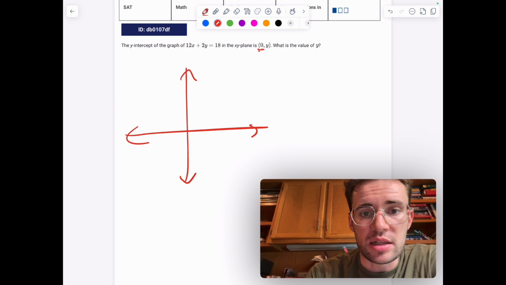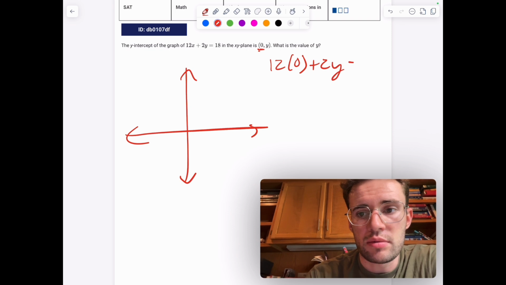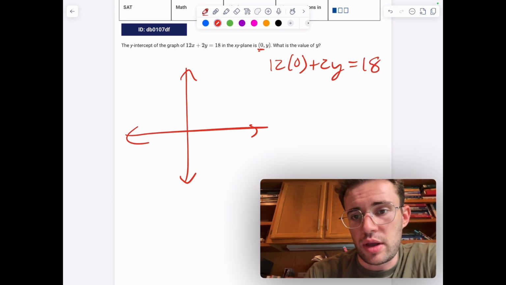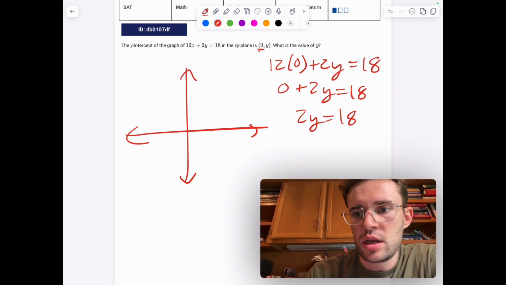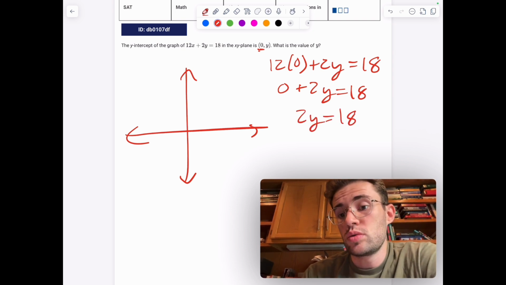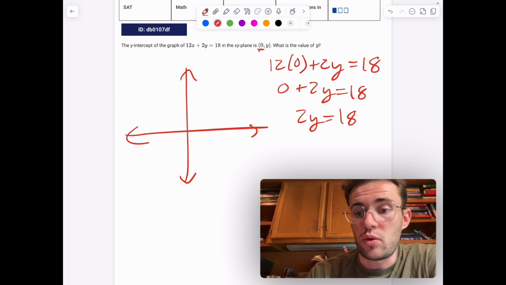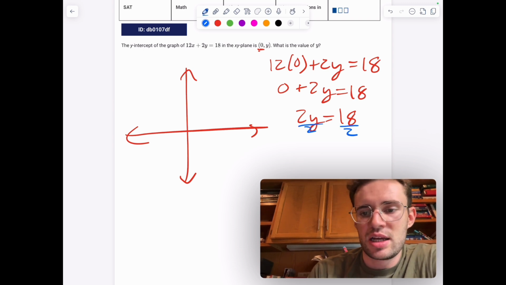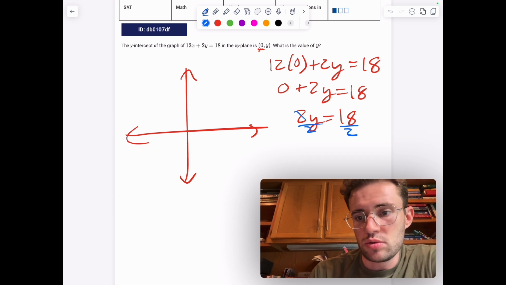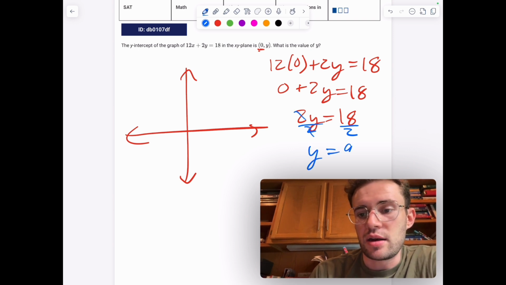So you could just plug in 0 for x and then solve for y. So we could do 12 times 0 plus 2y equals 18. And then 12 times 0 cancels out, it's just 0. So 0 plus 2y equals 18, or in other words, 2y equals 18. And then you think, what times 2 would make 18? Well, y is going to be 9. Or if you feel more comfortable writing out the operations, to get rid of the times 2, you divide by 2, and then y would be 9.